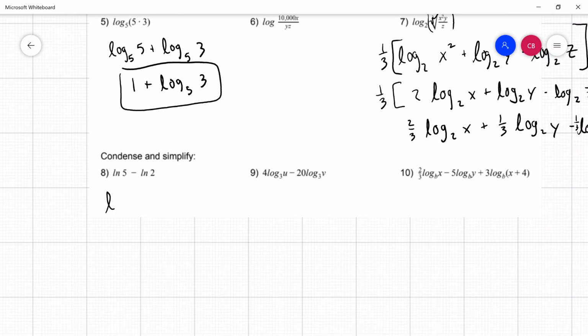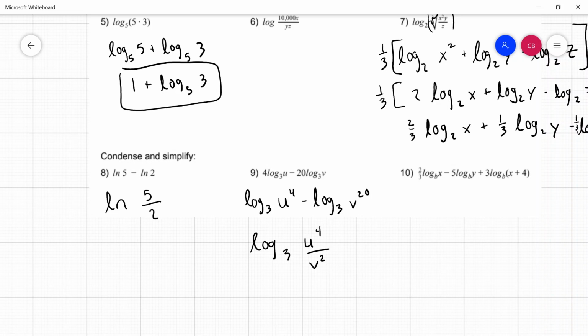Okay. Next one, condense. This is ln 5/2. This is log 3u to the 4th minus log 3v to the 20th, which is log 3u to the 4th over v to the 20. And one other thing, guys, if the log bases don't match, you cannot combine them. So if you have log base 3 and log base 2, do not combine them.